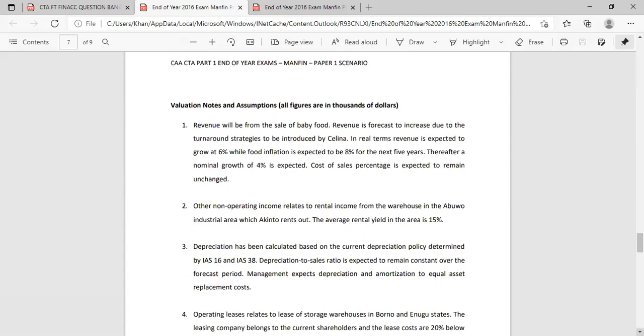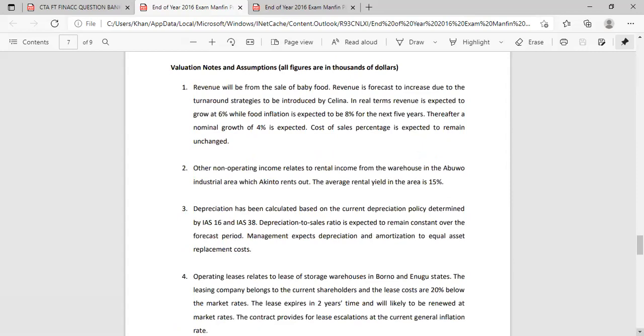Okay, so let's go on to the valuation notes. So the valuation notes and assumptions, all figures are in thousands of dollars. Revenue will be from the sale of baby food. Revenue is forecast to increase due to the turnaround strategies to be introduced by Selena. In real terms, revenue is expected to grow at 6%, while food inflation is expected to be 8% for the next 5 years. Thereafter, a nominal growth of 4% is expected.